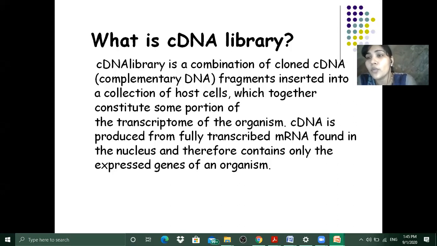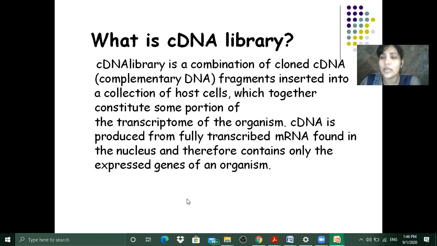So why we are constructing cDNA libraries rather than that of the genomic libraries, we will understand this process. I will explain to you also why we are preferring cDNA libraries over genomic libraries while making multiple copies of this cDNA clones that we are going to insert into the host. Okay. So I hope you guys have understood the definition of cDNA library or cDNA?